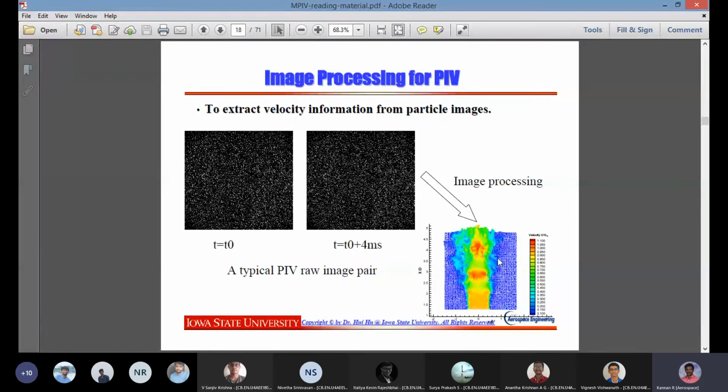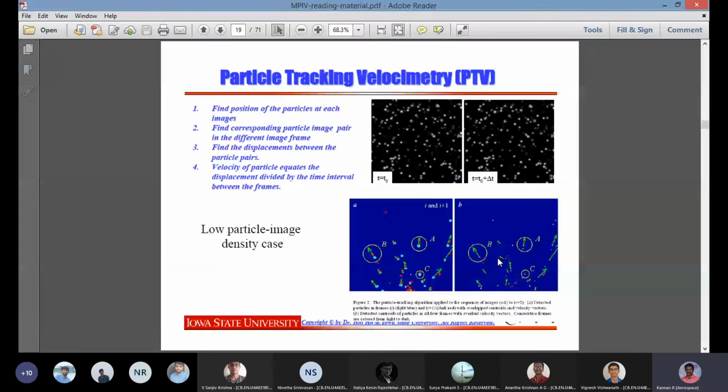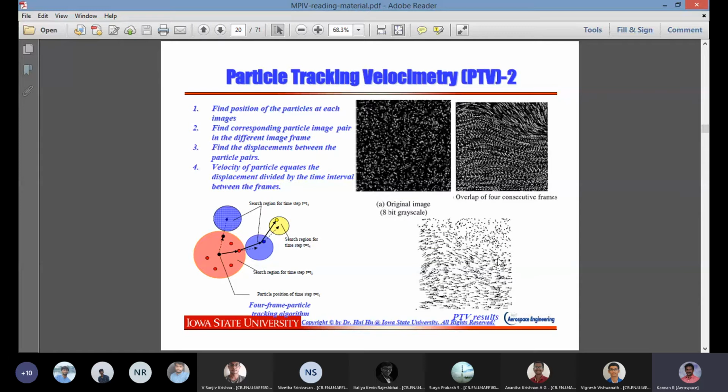Two raw images: one at t equal to t0, another after 4 milliseconds. This is another way of capturing if it is a low particle density. This is the case with particle tracking velocimetry. They are going to track each and every particle, and they are going to get your velocity distribution, the velocity of the particles, from that same displacement process.